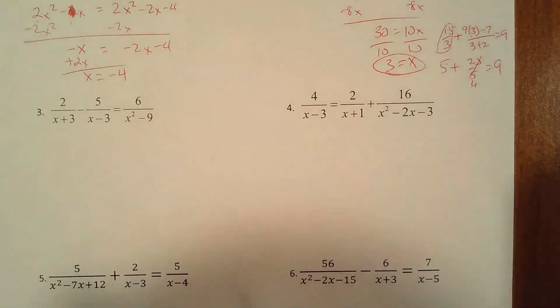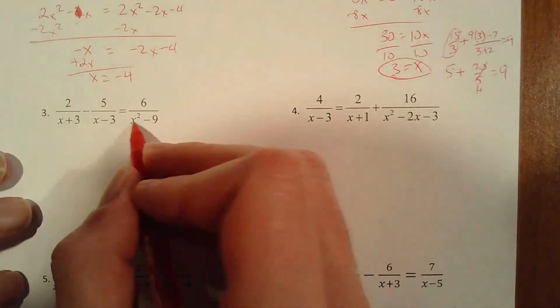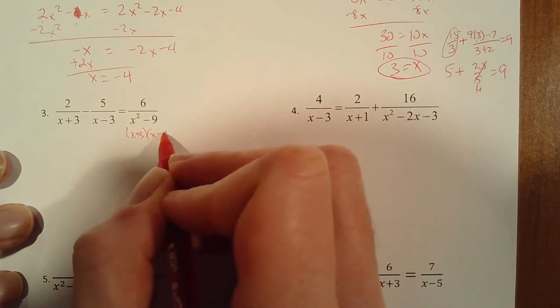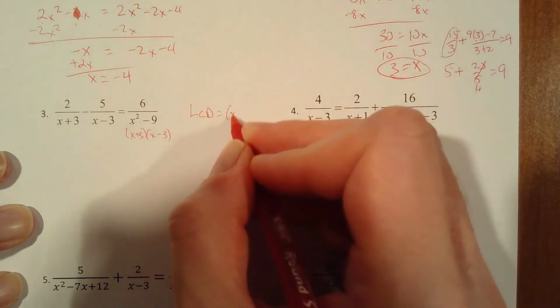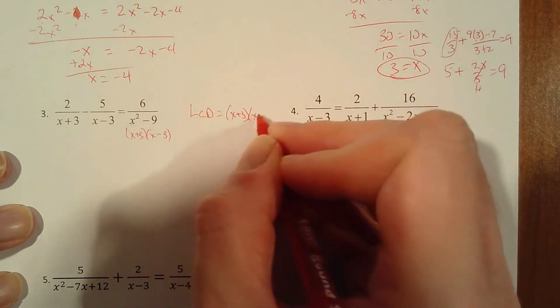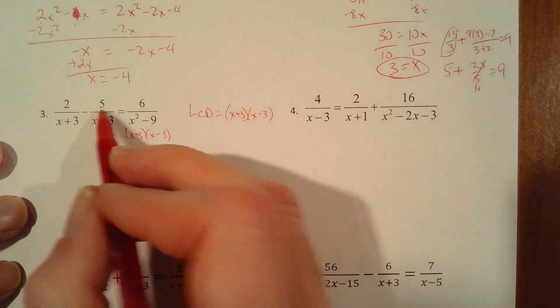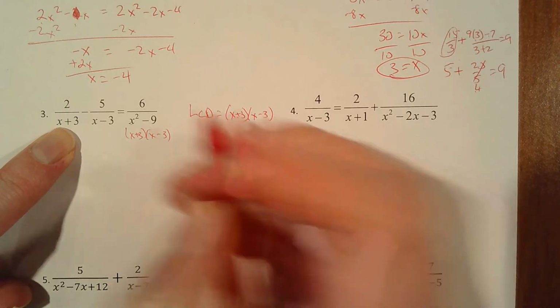Number 3, if you're looking at your least common multiple, some of you might recognize pretty quick that x squared minus 9 factors into x plus 3 times x minus 3. So that means my least common denominator is x plus 3 times x minus 3. So if I go to multiply all of these by that, well, the x plus 3's would cancel. I'd be left with x minus 3 on top.